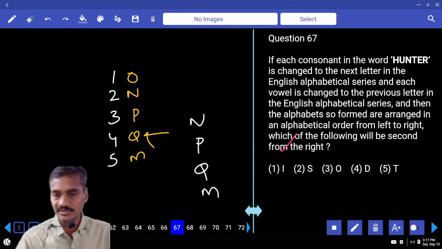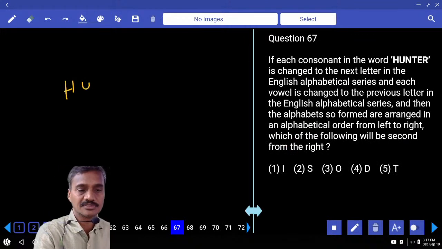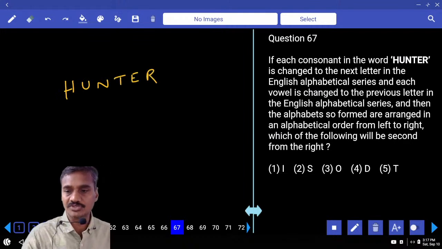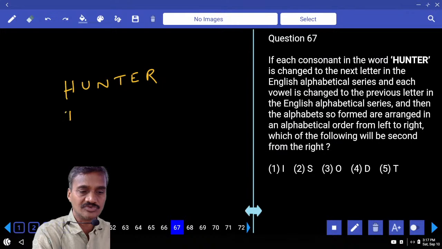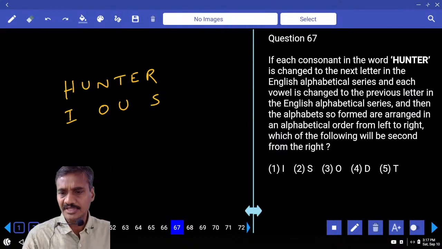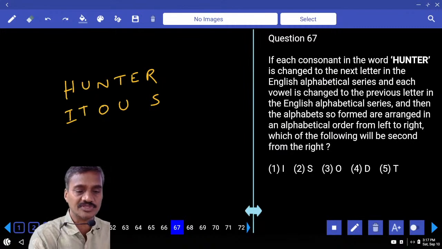Then 67. Now in this, each consonant is in the word Hunter. What is the word we have? Hunter. Now in this, each consonant is changed to the next letter. H will become I, N becomes O, T becomes U, R becomes S. And each vowel is changed to the previous vowel. U minus 1 is O and E minus 1 is D.